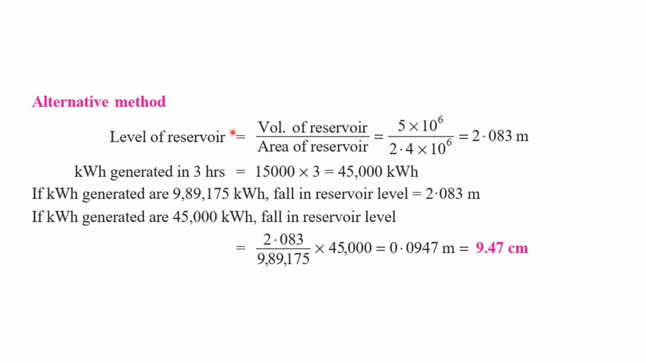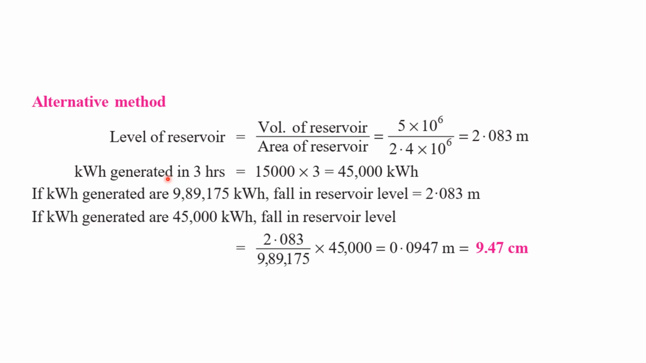So the level of the reservoir can be found by dividing the volume of the reservoir by the area of the reservoir. The volume of the reservoir is given to you as 5 × 10⁻⁶. The area of the reservoir is also given, which is 2.4 kilometers squared, and you get the meter squared version like this. And then you simply find the total level of the reservoir, which is 2.083 meters. So the level of the reservoir is 2.083 meters initially.